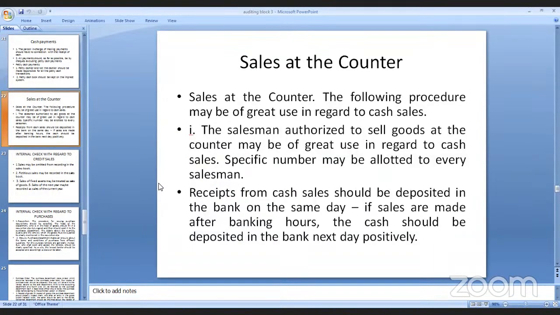Next, sales at the counter. When sales are going on in an organization, the salesman is authorized to sell goods at the counter. It will greatly affect and increase the cash sales. So, to improve the cash sales, the salesman's efforts will be more to promote their products. Next, receipts from the cash sales. Whatever receipts they receive from selling the goods must be immediately deposited in the bank on the same day, in banking hours, in order to avoid various problems.